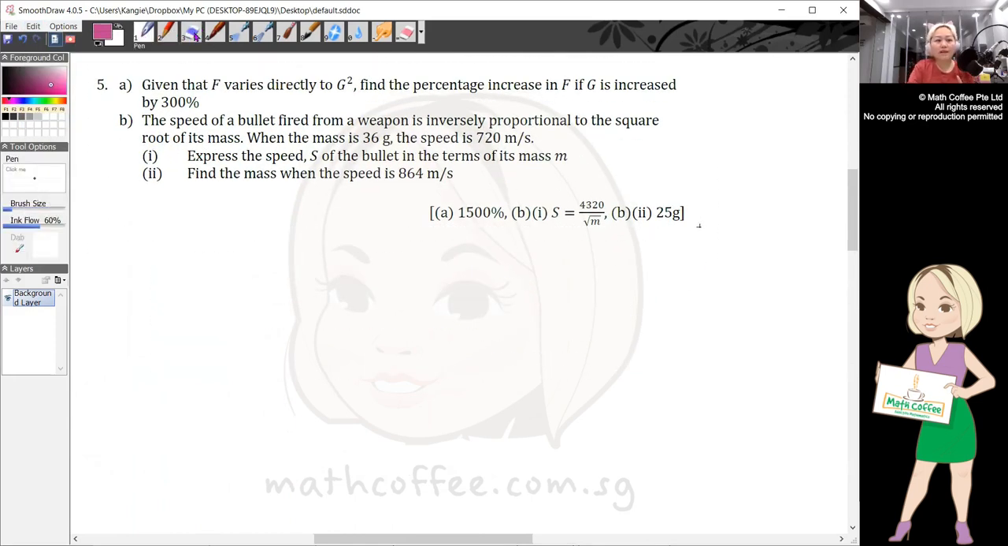Okay, let's talk about 5B. The speed of a bullet fired from a weapon is inversely proportional to the square root of its mass. So this one never gives me any alphabet. They only tell me speed is S, mass is M. Okay, so I'm going to use S. So S will be inversely proportional.